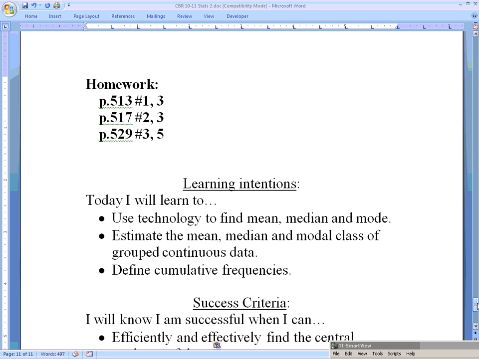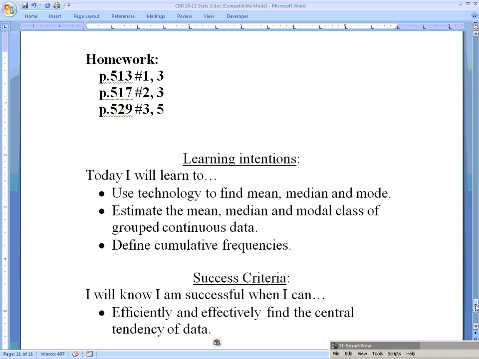In the book, we have a couple of problems dealing with each of these. 513, 1 and 3, 517, 2 and 3, and 529, 3 and 5.